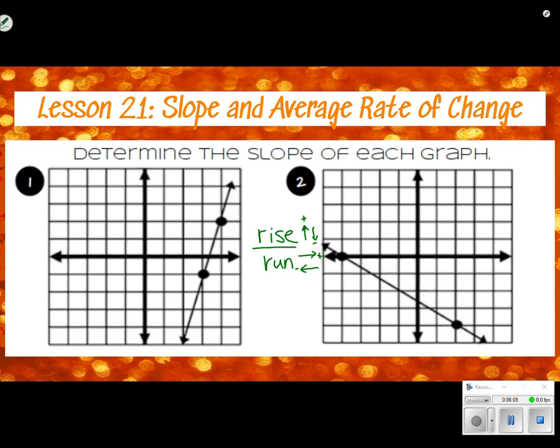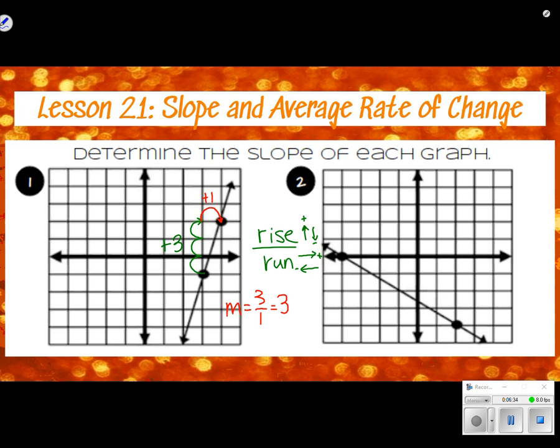So I usually start at the bottommost point, and I am going to count up 1, 2, 3. So I have a rise of 3, and then I'm going to count to the right 1. That's a run of 1. So my slope here is 3 over 1, which we're going to simplify to 3. Your job is to simplify these as best you can.